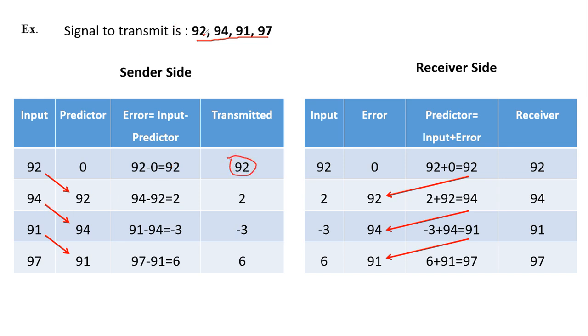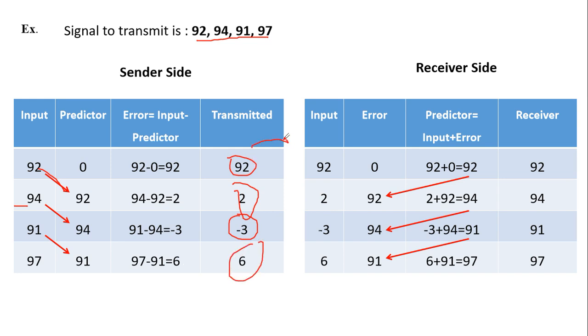Our next symbol from the data is 94. So our predictor becomes the previous number, so 92 becomes our predictor. 94 minus 92 is 2. So we are sending the 2 to the receiver. Next, our predictor becomes the previous symbol, that is 94. So 91 minus 94 is minus 3. We are sending minus 3. Next, our predictor is 91. 97 minus 91 is equal to 6. So we are sending this data to the receiver side.